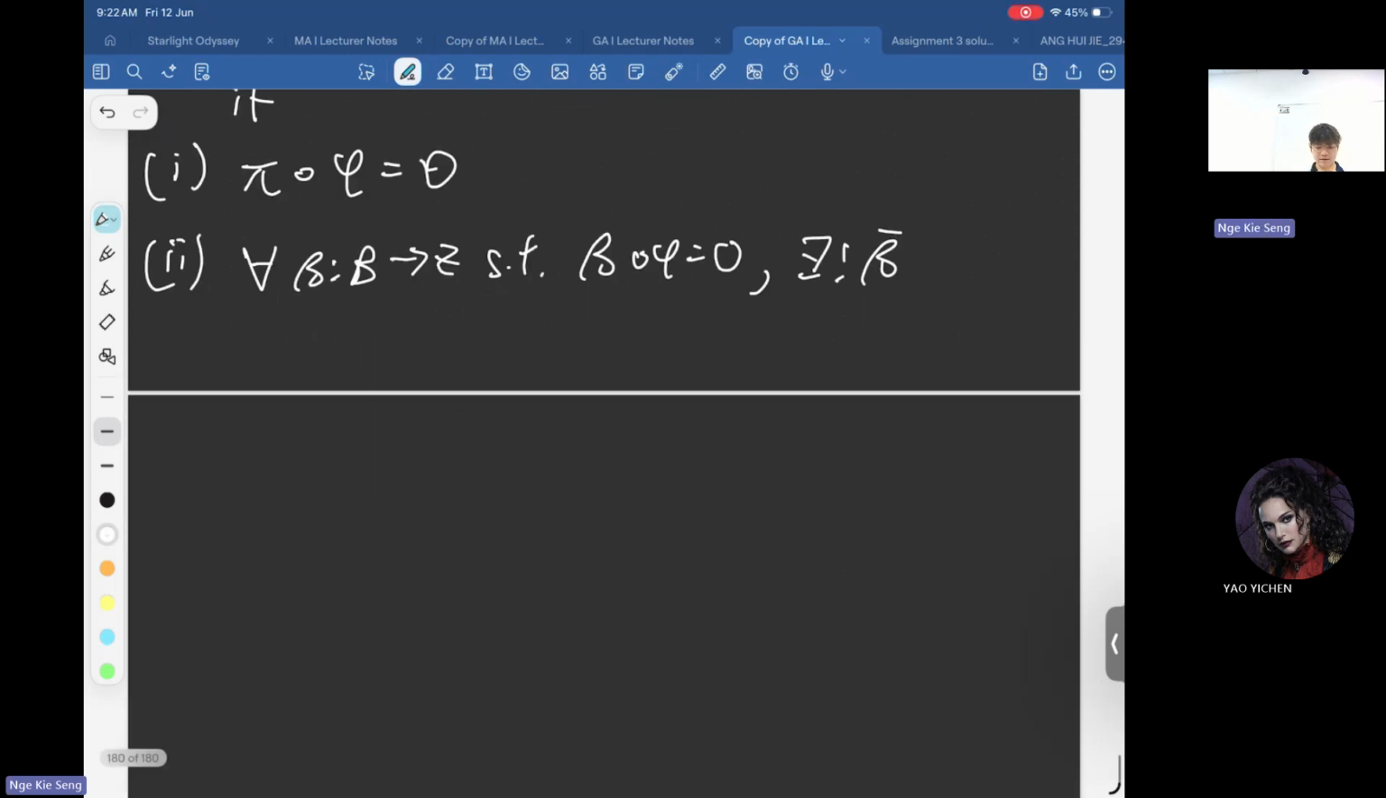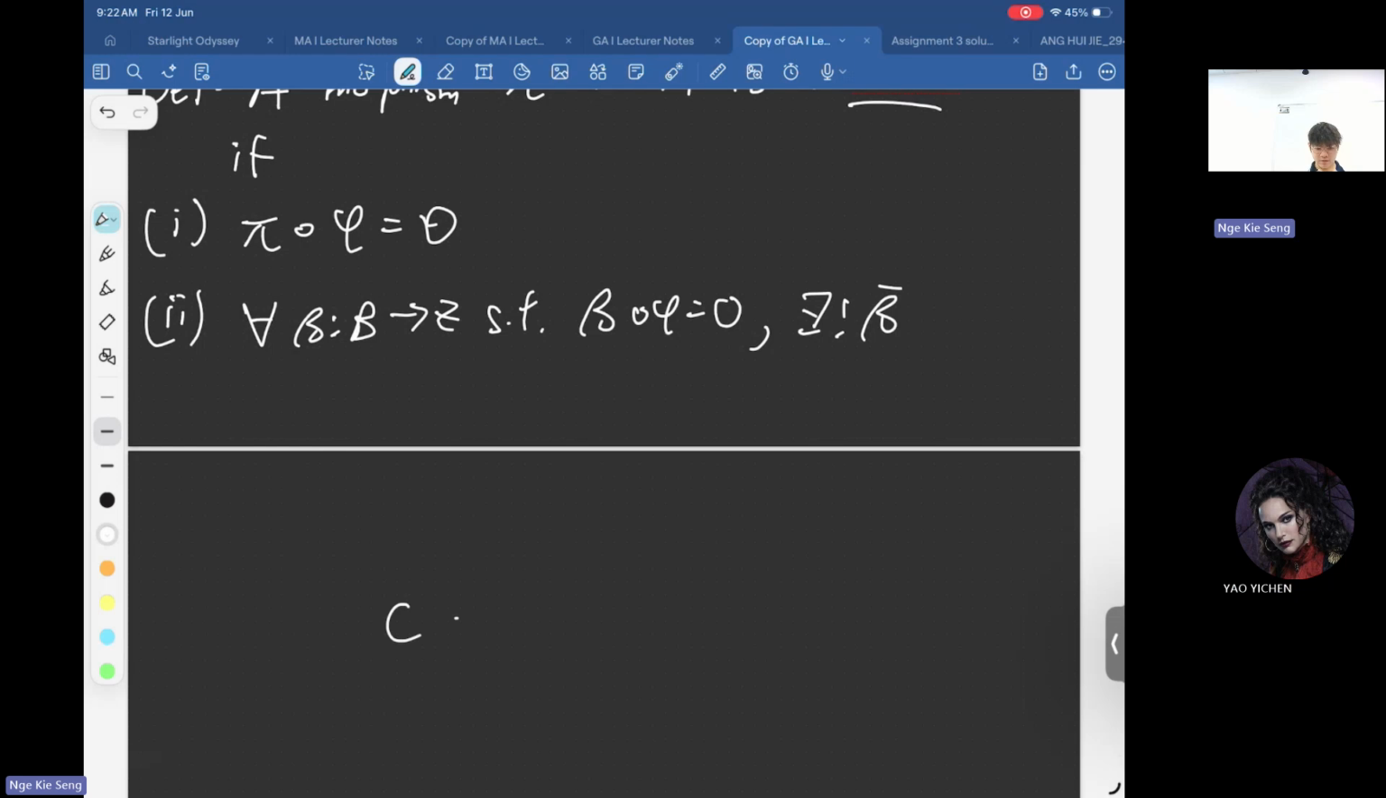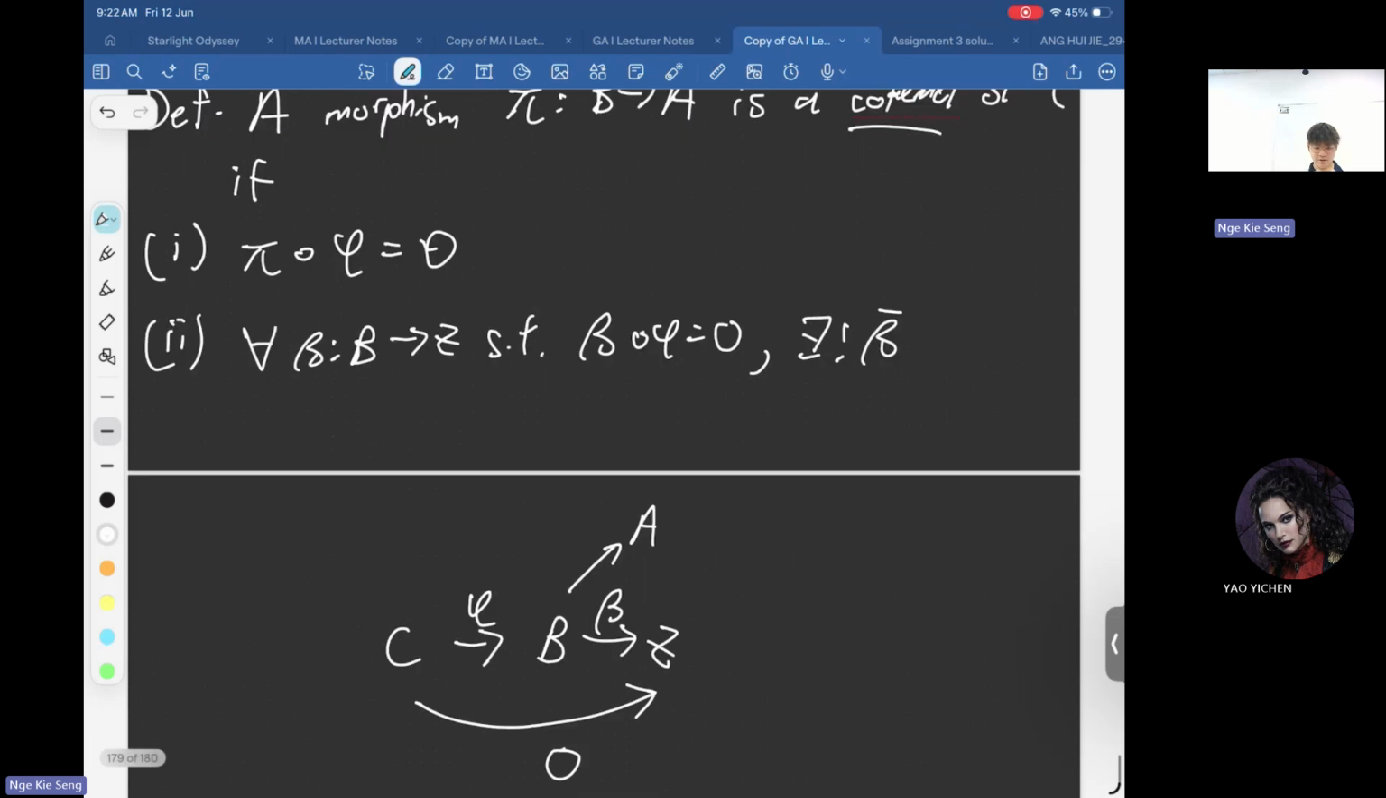Let's decide this. So you have C to B, which is your phi, and then B to somewhere else, Z, and this composition is 0. At the same time, you have B going to A, where B to A is your co-kernel. And then you want to make this diagram commute. So how to commute? Well, this factors through this pi here, so there's a unique beta bar going from A to Z.